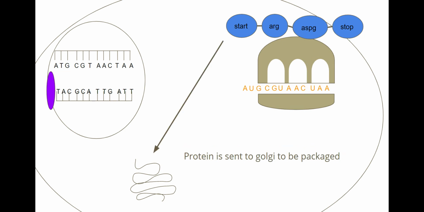This chain is now going to become a protein. So it's going to be sent to the Golgi to be packaged up. And that's the lovely squiggly lines inside your cell there. So ladies and gentlemen, that is the process of transcription and translation in a drawing.